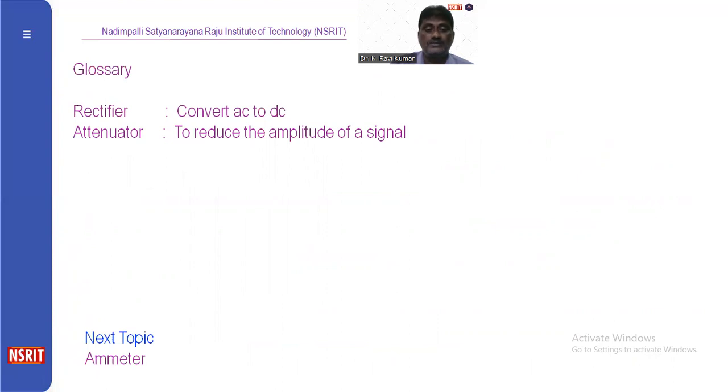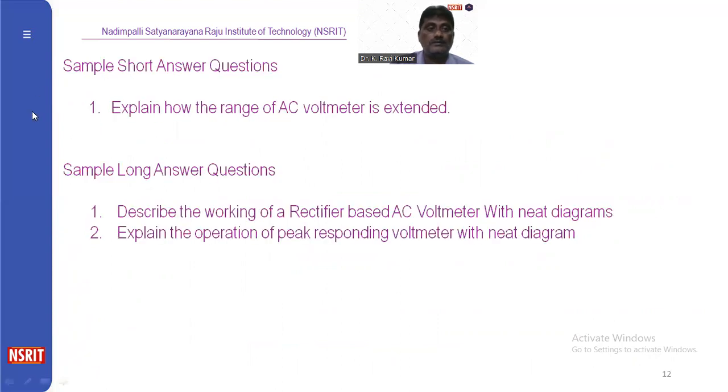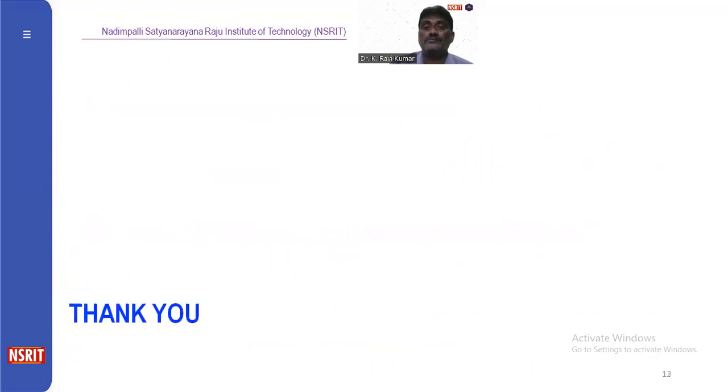The next topic is ammeters. A sample short answer question is: explain how the range of an AC voltmeter is extended. A sample long answer question is: describe the working of a rectifier based AC voltmeter with neat diagrams. Explain the operation of a peak responding voltmeter with neat diagrams.